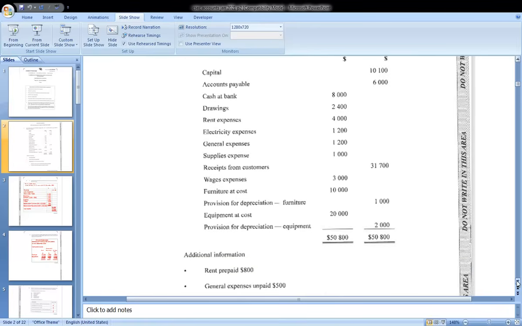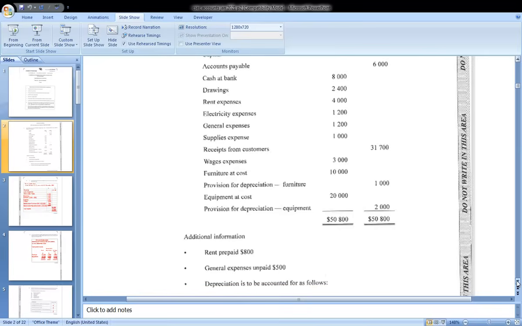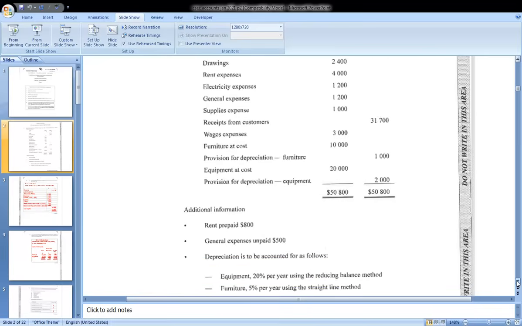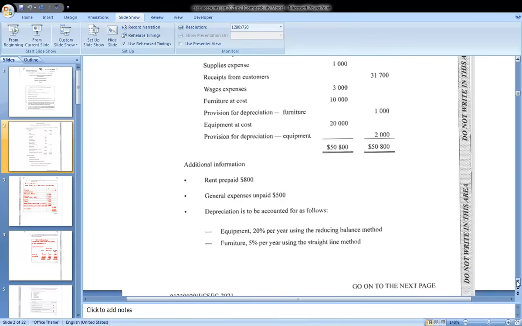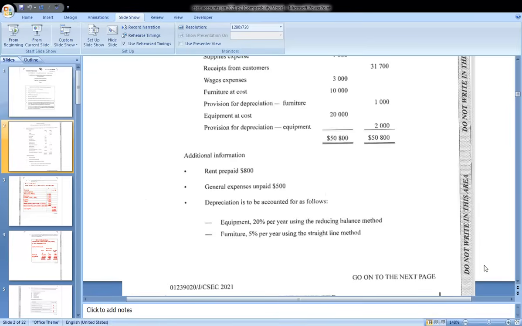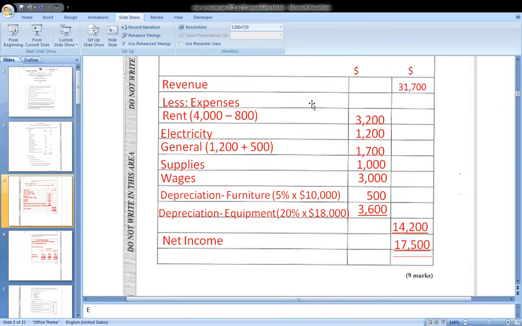So here we get some additional information. It says rent prepaid $800, general expenses unpaid $500. Depreciation is to be accounted for as follows: equipment 20% per year using the reducing balance method. Furniture 5% per year using the straight line method. So what are we required to do? So let's see the instruction.